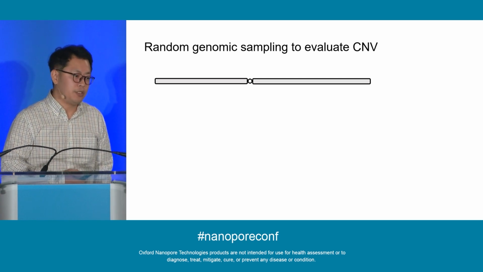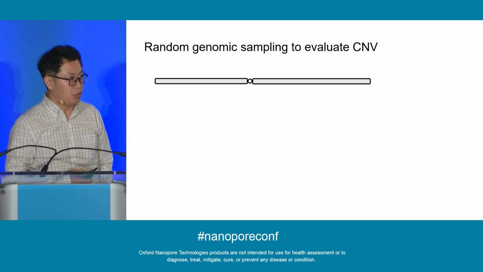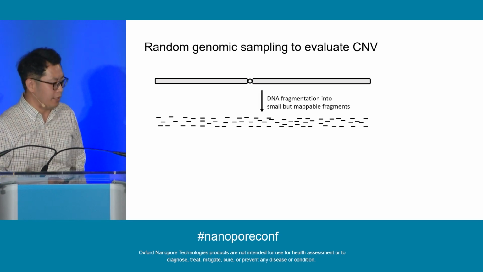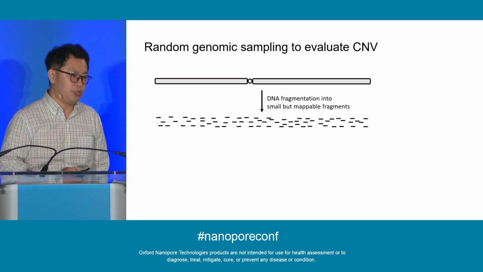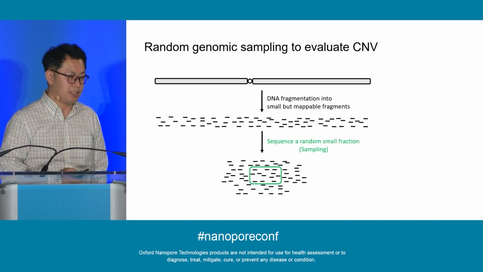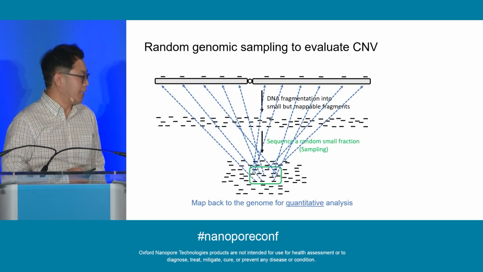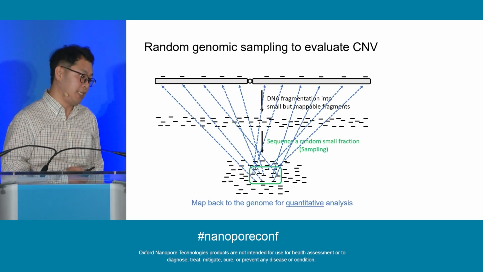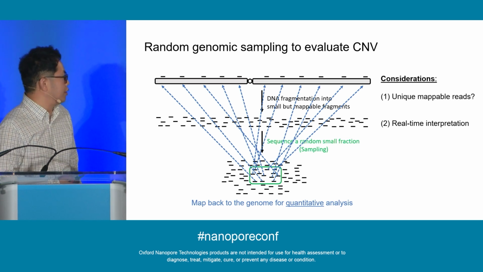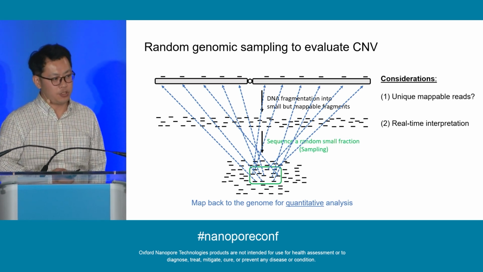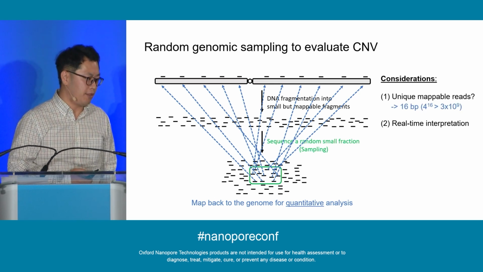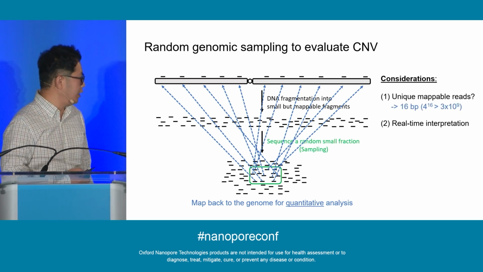If you want to assess whole genome quantitative changes like copy number variations, you don't actually need to sequence end to end. You can fragment the genome into small pieces, randomly sample a small fraction of it, and then align back to the reference genome to assess the quantitative changes, like shallow sequencing. Here there are two considerations. First, those small fragments need to be big enough to uniquely map to the genome. Theoretically, anything bigger than 16 bases will be okay.